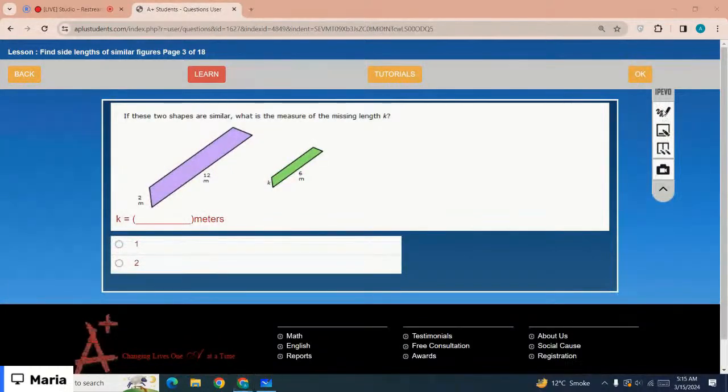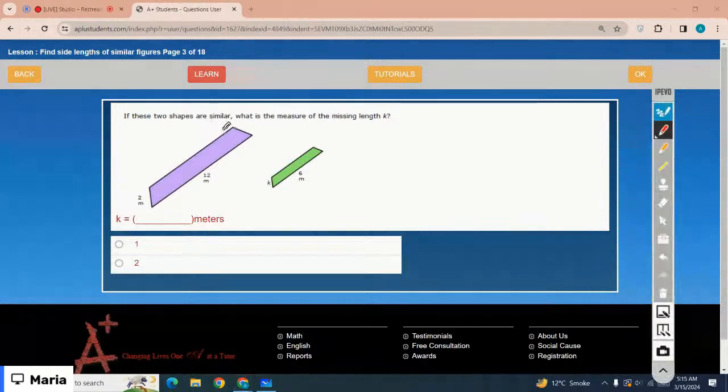If these two shapes are similar, what is the measure? Here is the word measure. Here is the spelling. You write the wrong spelling on Google. Just write this one, MEASURE. That is the spelling of measure, right? Measure of the missing length K. Basically, you have to find the length of the side K. The one you saw on Google is something else, but this word measure is different.